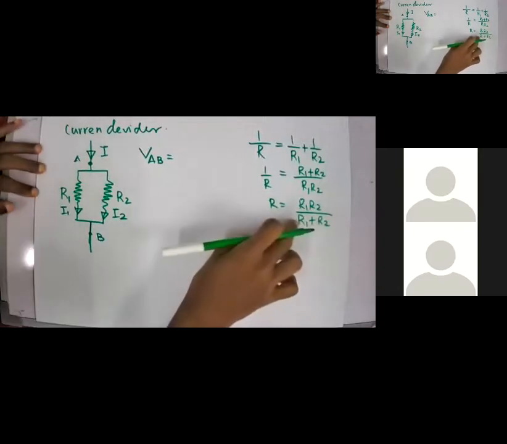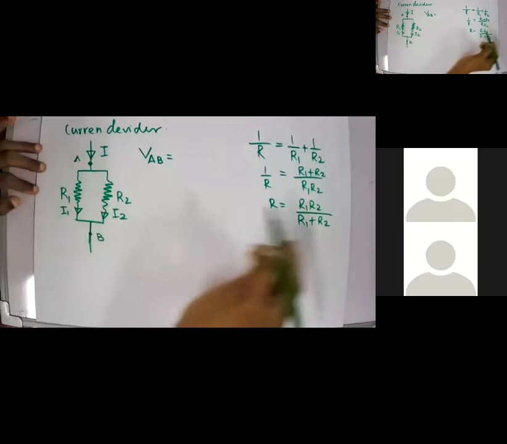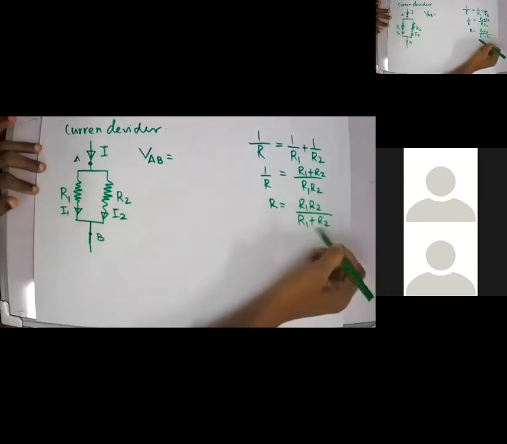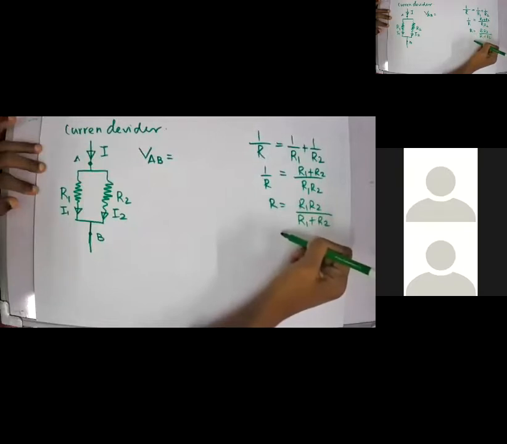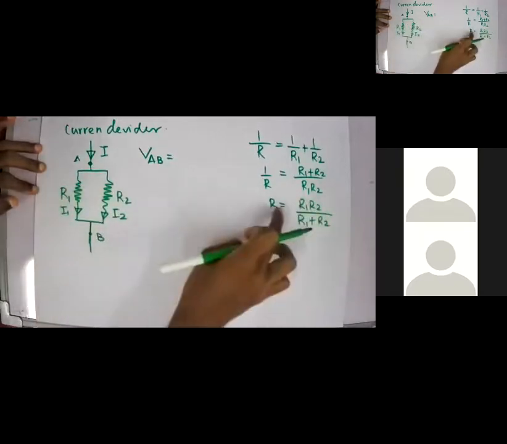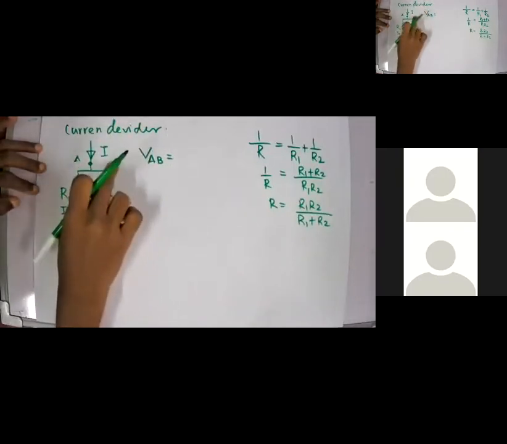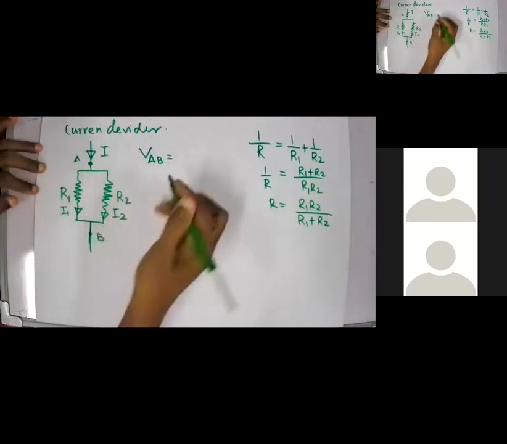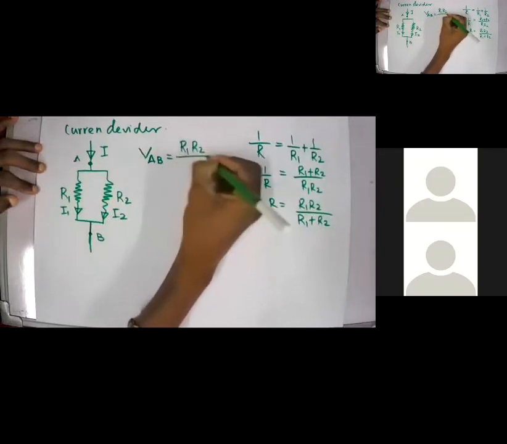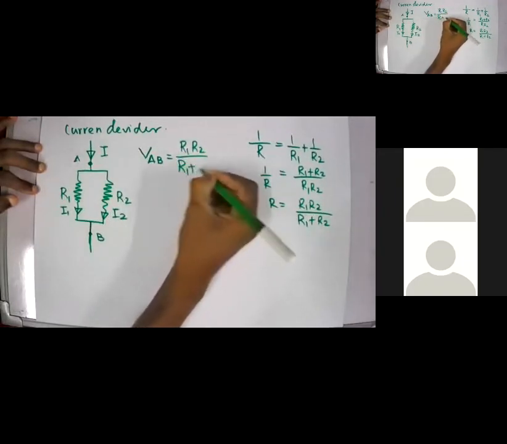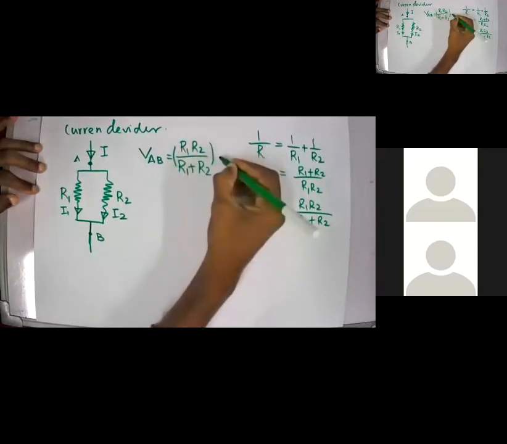We have seen this in our last class. So when you have two parallel resistances, simply multiply them and divide by the summation of them, and that will be the resultant resistance. So now R is this one and the current through it is I. Then V_AB will be R1 R2 divided by R1 plus R2, times I.